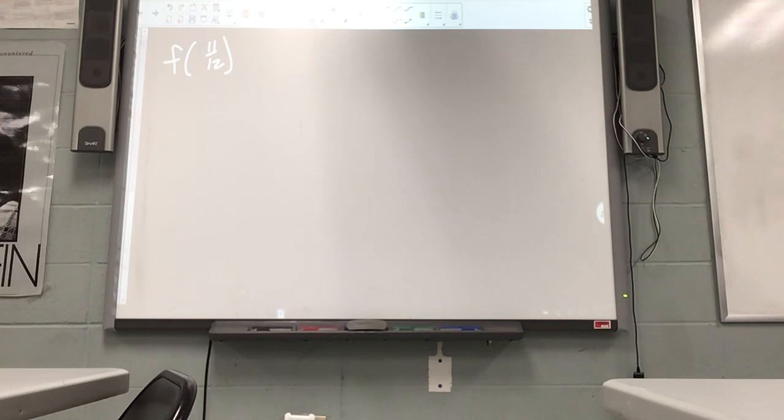Alright, so number 6, it asks you to find f of 11/12. So I go look at my f of x function. It says that f of x is negative 4x plus 1. So instead of x, I'm going to put in 11/12. So negative 4 times 11/12 plus 1. You can type that negative 4 times 11/12 in your calculator and work it that way, no big deal.